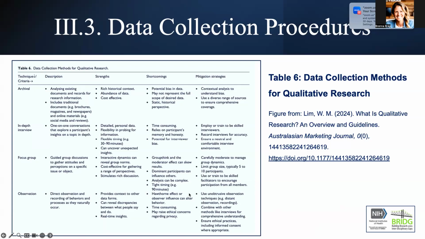We want to be mindful of the Hawthorne effect or observer influence that can alter behavior. Observations can be time consuming. They might raise ethical concerns regarding privacy. We want to use unobtrusive observation techniques, maybe distant observation or recording. We want to combine them with other methods like interviews for comprehensive understanding. And we want to ensure ethical practices, including informed consent where appropriate.